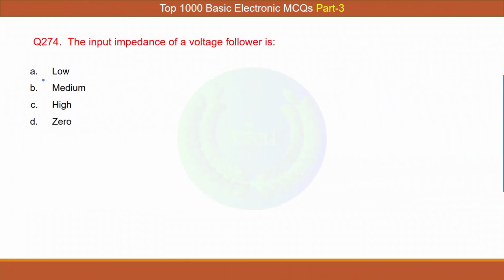Next question, question number 274. The input impedance of a voltage follower is option A, low, option B, medium, option C, high, option D, 0. The answer is option C, high.